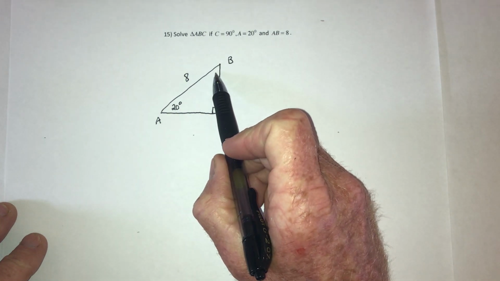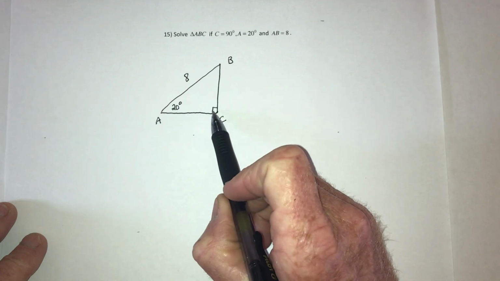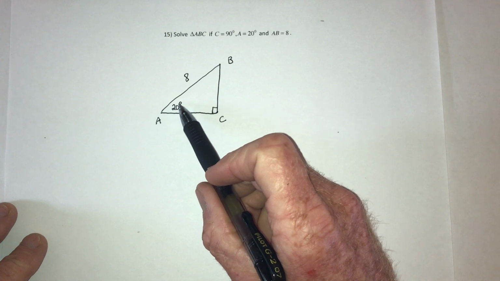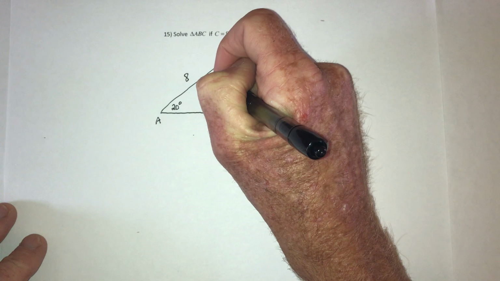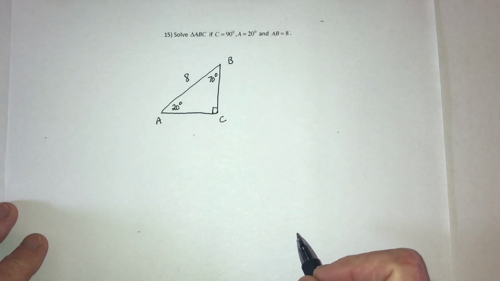Well, for this angle, all I need to do is the three angles add up to 180. This is already 90, so that means these two have to add up to 90. And 90 minus 20 would be 70, so this angle right here needs to be 70 degrees. So now I know all three angles.